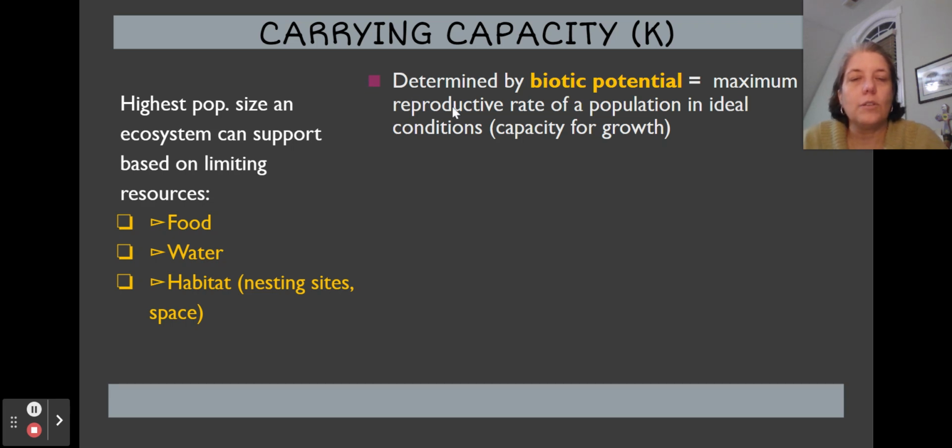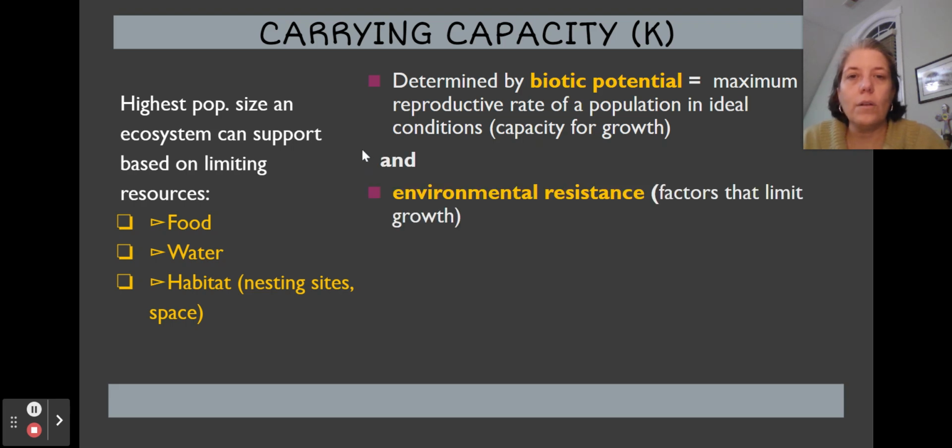One of these things that determines carrying capacity is called biotic potential. What does that mean? The maximum reproductive rate of a population in an ideal condition. They have everything they need. That helps determine what the number of the carrying capacity could be, because it really is a number. And also environmental resistance, so things that limit growth.